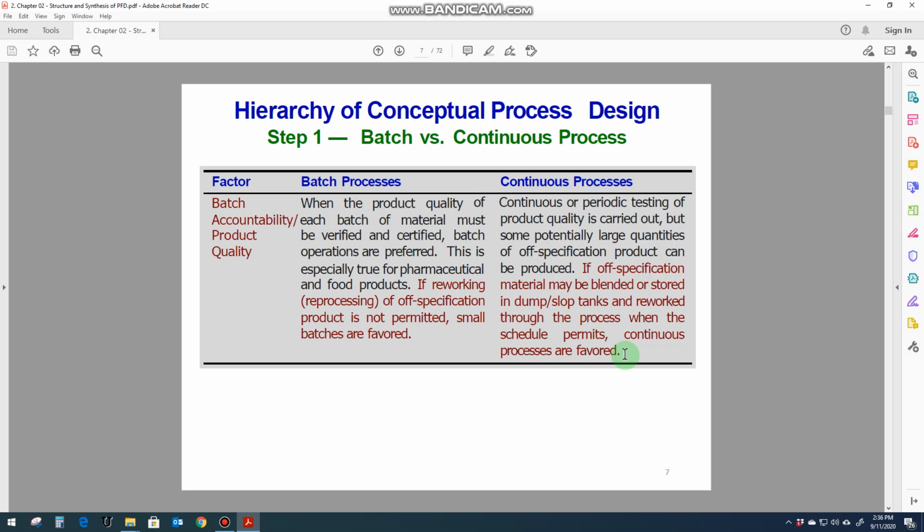Okay, so in the case of the continuous process, if some off-specification product is formed, then we have to store that into some dump tanks for a long time, and then we will see in our schedule if we can reuse those products again somehow by recycling or blending with other chemicals to get the required quality. Okay, so it depends on the schedule how we can actually reuse those products.